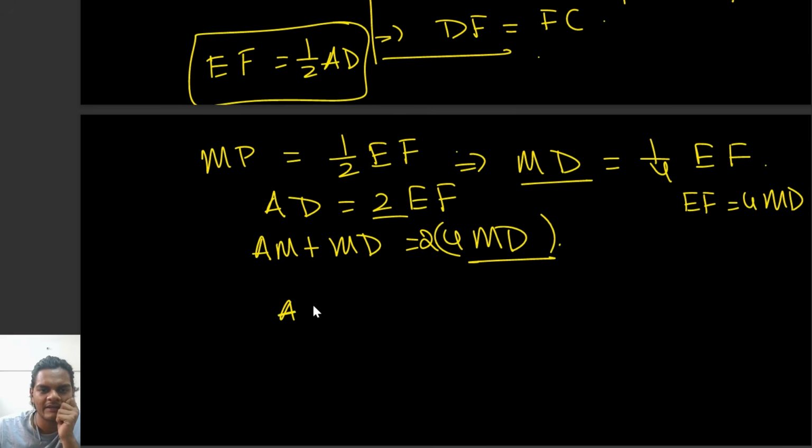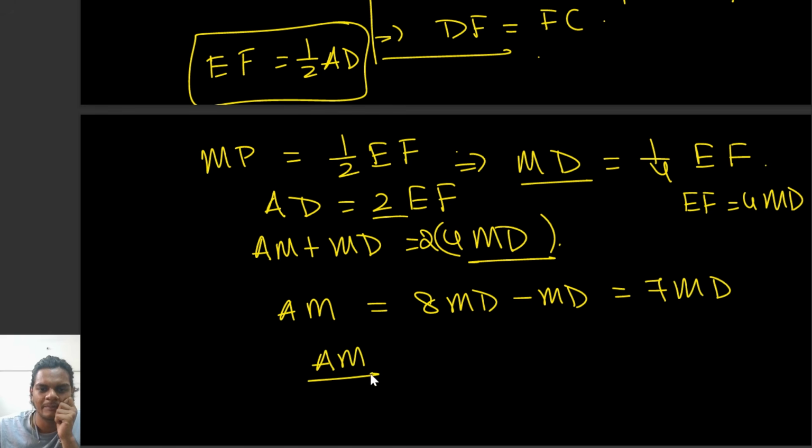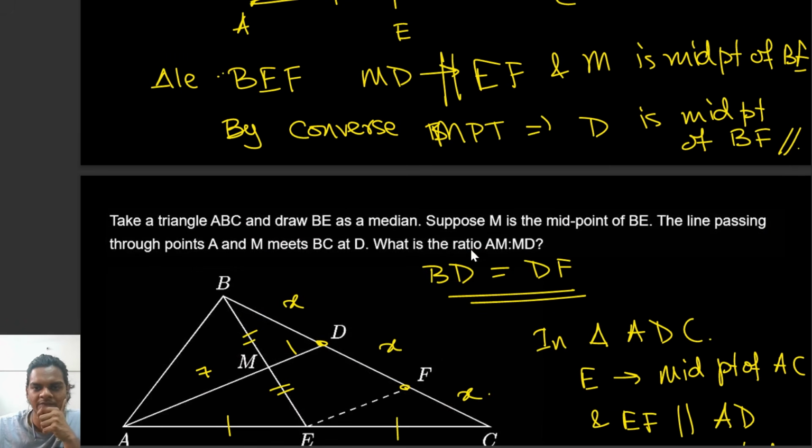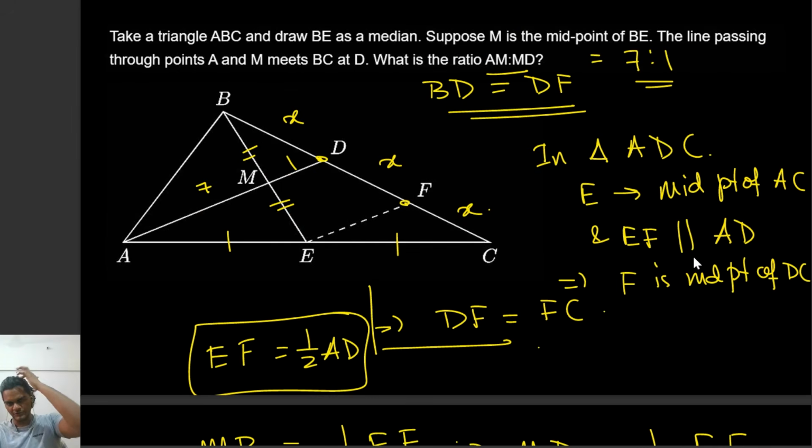So I have AM is equal to 8MD minus MD, which is 7MD. So AM by MD is 7 by 1. So that would be the answer. This is a 7:1 ratio. Yeah, that's what we need, right? AM is to MD, it is 7:1. So that's the solution of this question.